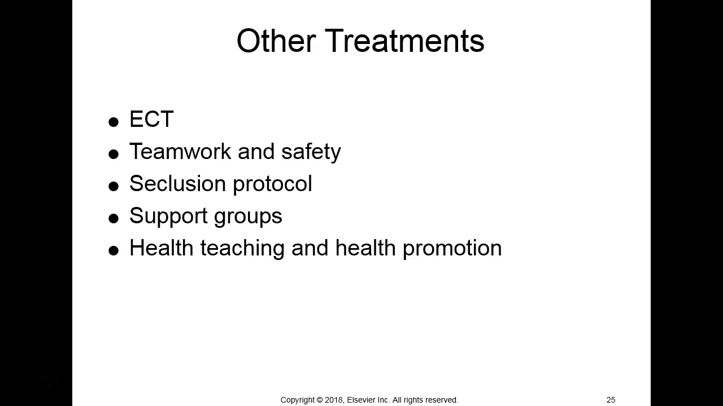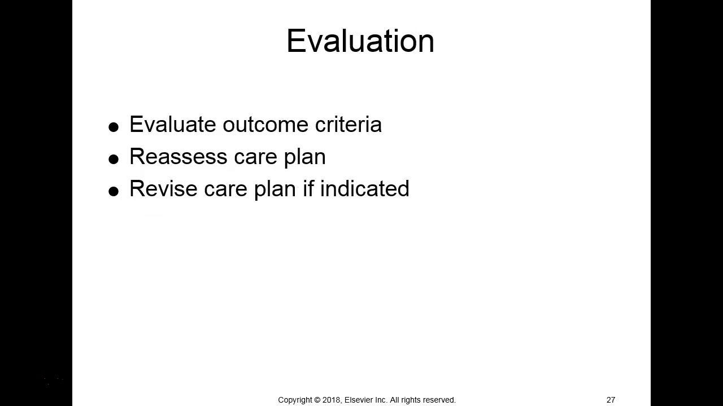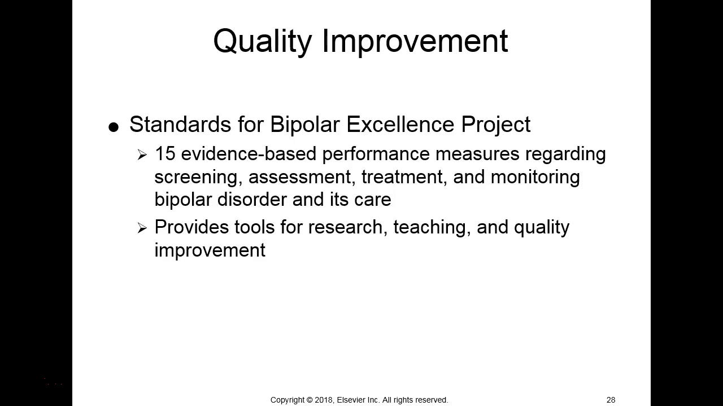And then, of course, health teaching and health promotion: how to live a healthy lifestyle, how to try to avoid stress, and try to avoid the manic or the depressive episodes. Advanced practice interventions are pretty much the same for most of the learning plans. If you're an advanced practice nurse, you're going to be doing different types of therapies. When we have the evaluation, we want to see that our outcome criteria are met, that we always reassess the care plan, and that if there are changes that need to be made, they are communicated to everybody, and we do those revisions if indicated.